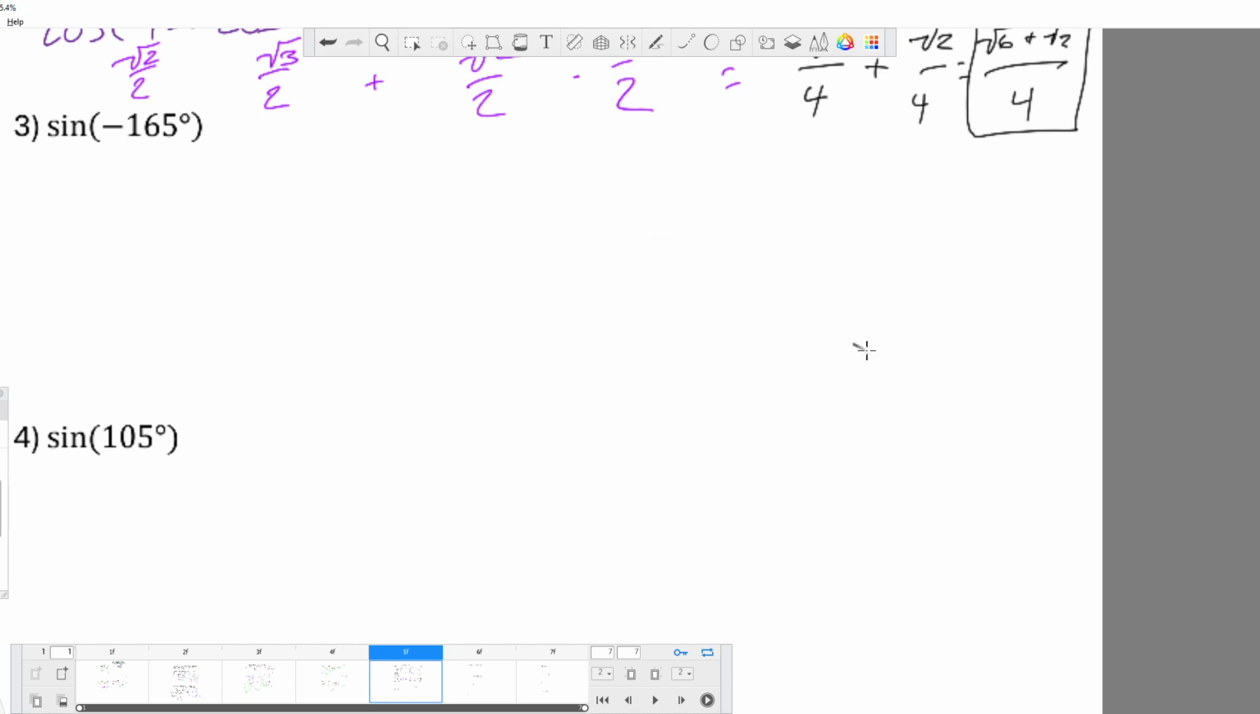So this one, again, kind of the same problem. I really want to convert it into a coterminal angle. And so I'm just going to take that value of 165 and add 360 to it. And that's going to give me, was it 195?